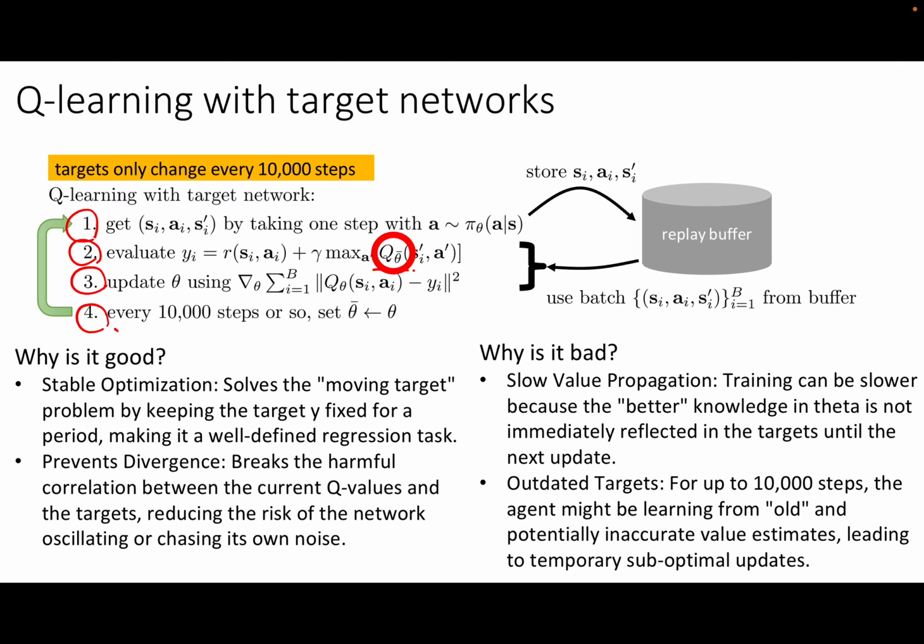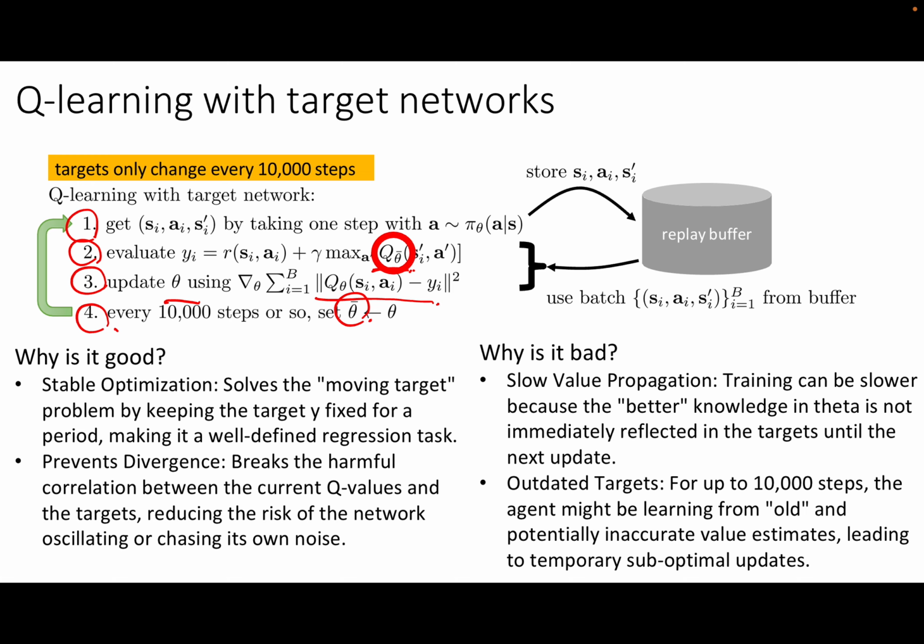The rest is the same: we get some transition from a sampled action, store this transition in the replay buffer, and then sample a batch from the buffer. But the difference is that we obtain the target from Q theta bar, not theta. And we update theta using this loss function where y is from Q theta bar. Here theta bar is defined as the previous checkpoint of theta. So every 10,000 steps or so, we overwrite, or update, theta bar with theta.